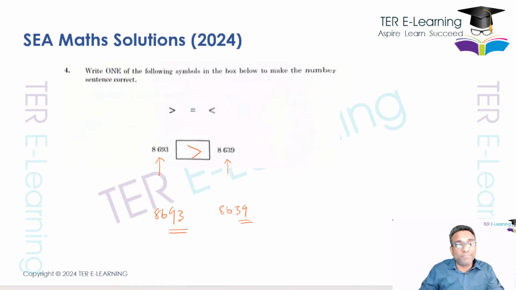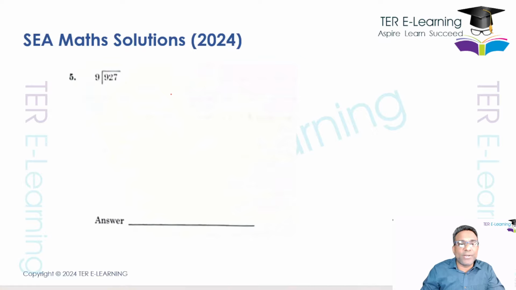That's number 4. Question 5, we have a division to perform. We have 927, and we are dividing that by 9. So in this case we can say 1 9 is 9, and then 9 cannot go into 2, so we're going to put a 0 here. 9 into 27, we're going to get 3 here. So the answer is going to be 103. That's it, 103 is going to be the answer.